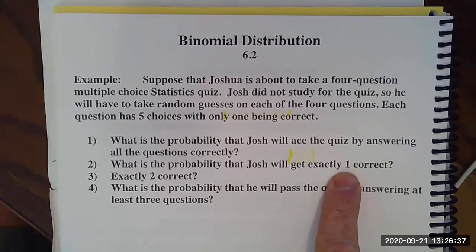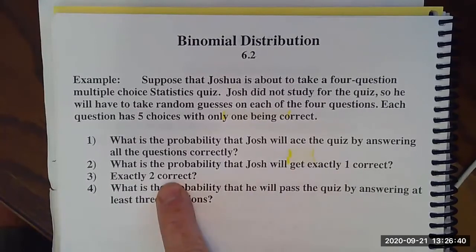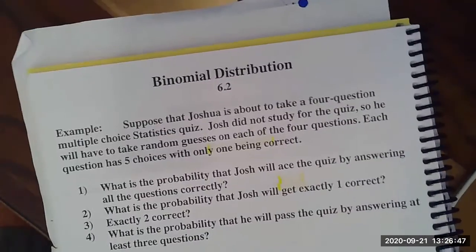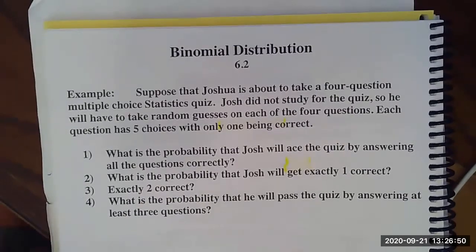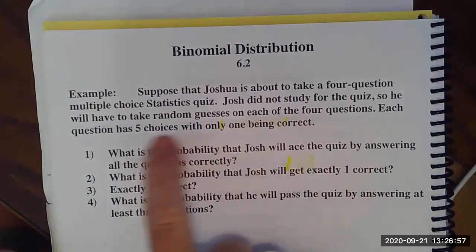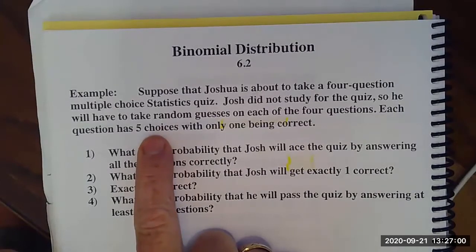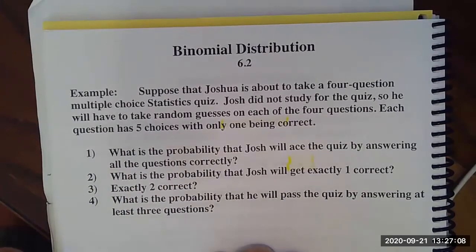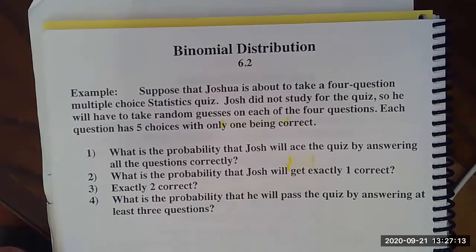X is 1. X is 2. N is still 4. Still 4 questions. What's the probability of guessing right on this one? Well, like your multiple choice test, there's only one right answer. So how many possible answers? Oh, there's 5 choices, A, B, C, D, and E. So 1 out of 5 is your chance of guessing correctly. 4 out of 5 is not guessing correctly, guessing wrong.